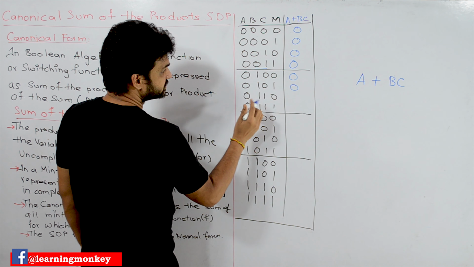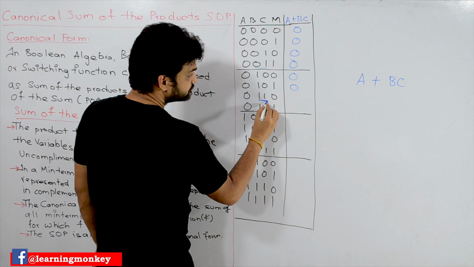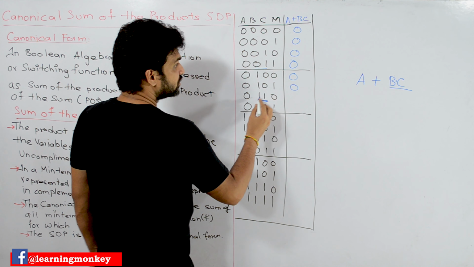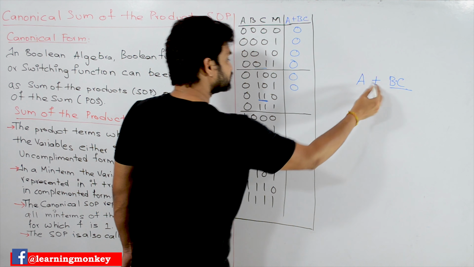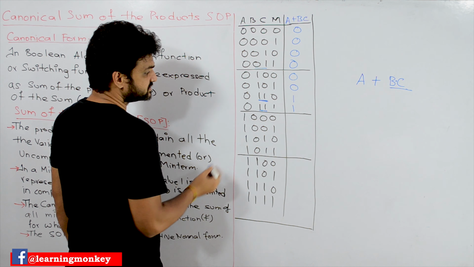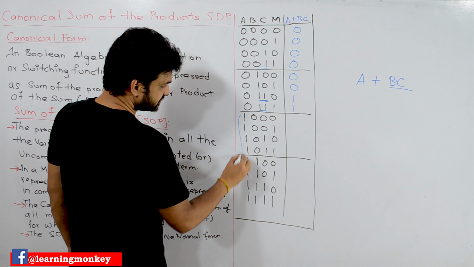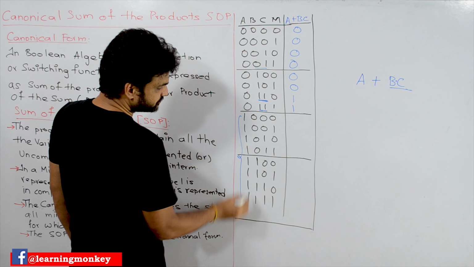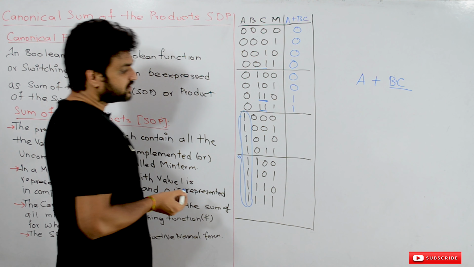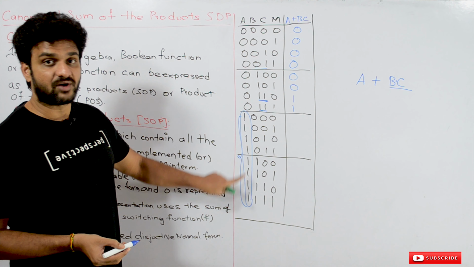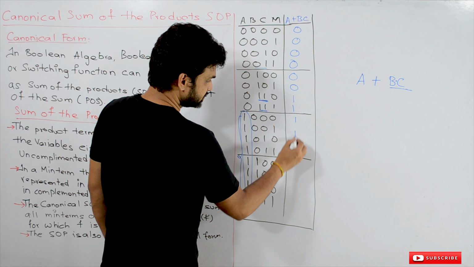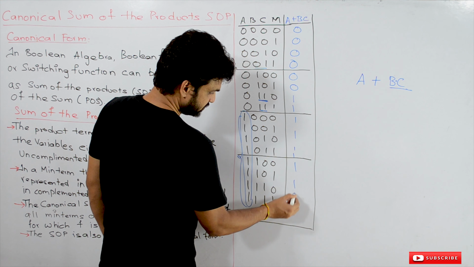Coming to this, B and C both are true. B and C is an AND, and with the OR, if it is true, then it is going to generate an output of 1. So this is also true because B and C is true. Similarly, all these inputs are true because the value of A is true for all these combinations of 4-bit inputs. So this is true, this is true, this is true, this is true, this is true, this one is true.